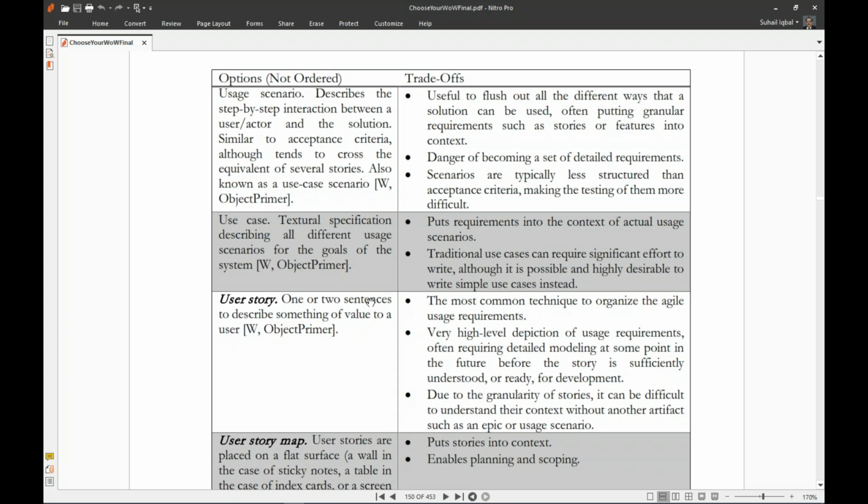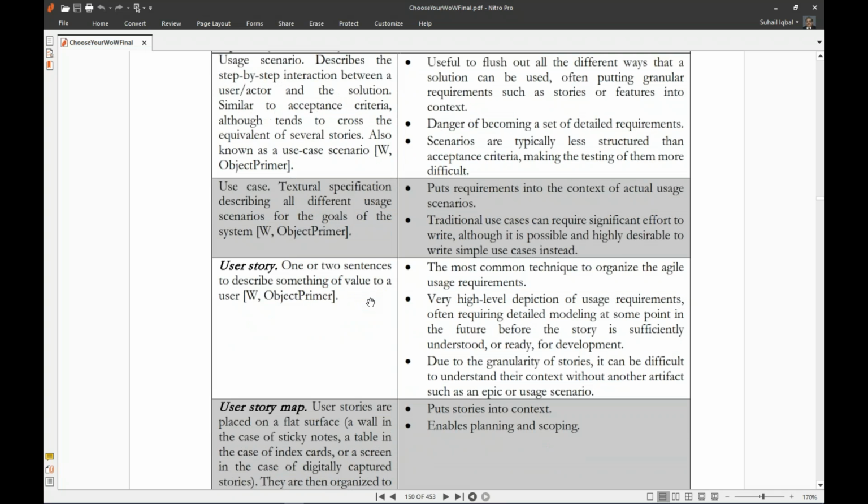The most common technique to organize agile usage requirements, a very high level depiction of the usage requirement, often requiring detailed modeling at some point in the future before the story is sufficiently understood or ready for development. Due to the granularity of the story, it can be difficult to understand its context without another artifact such as an epic or usage scenario.